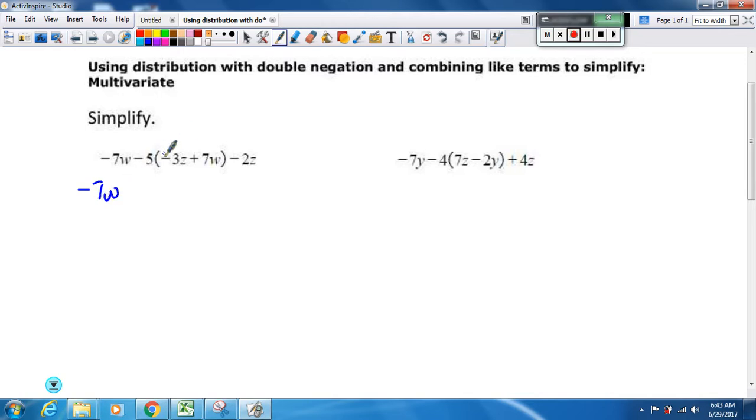This negative 5 is stuck to parentheses, so it has to be distributed. When you distribute, you multiply. So negative times a negative is a positive, and 5 times 3 is 15. And then you have a z there. And the negative 5 also has to be distributed to the 7w. So a negative 5 times 7 is a negative 35, and you have a w. That's a negative 35w. I'm actually going to stick that in my w column. I'm going to make columns out of all of these.